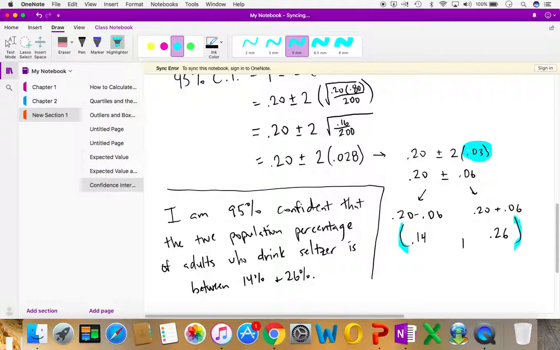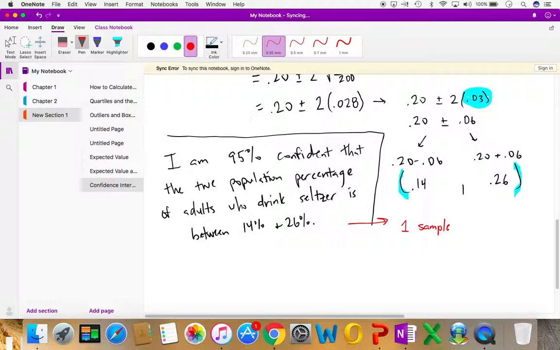And we said that I'm 95% confident that the true population percentage of adults who drink seltzer is between 14% and 26%. Now, this statement is based off of one sample and one sample only. The question asks us, let's say we had 100 students in our class, each do the same activity, and we each asked them to sample a bunch of different people to answer this question. What we would find is in those 100 samples, do you think we would all get 20% as our sample proportion? No. Some of us might get 21%.